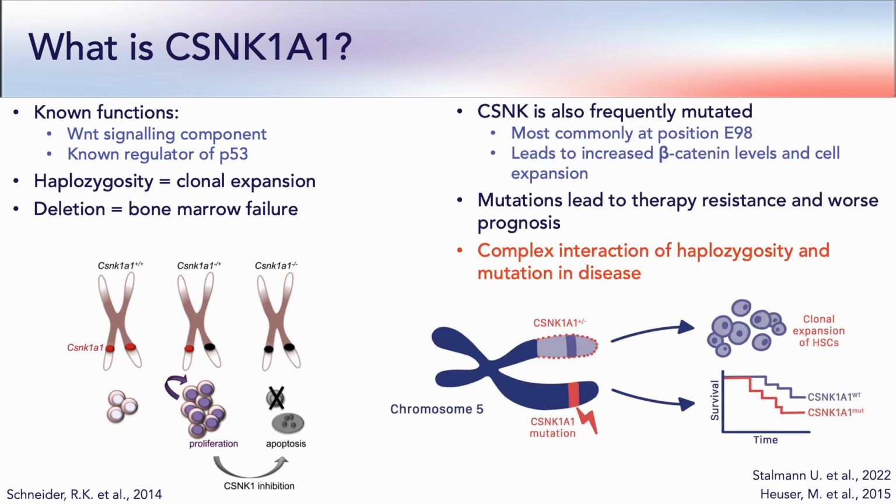In addition to this haploinsufficiency, we also see that casein kinase 1A1 is frequently mutated, most commonly at position E98. And this leads to increased beta-catenin levels and cell expansion in patients. And the impact of these mutations is that these patients suffer from therapy resistance and have a much worse prognosis as a result. And we are really interested in how this haploinsufficiency and mutation of casein kinase interact in disease and whether we can target this to improve treatments.